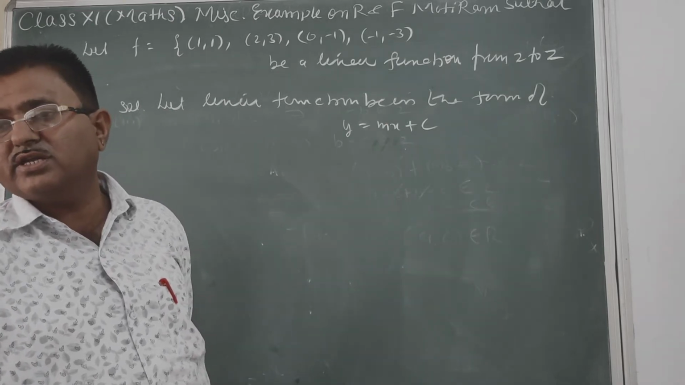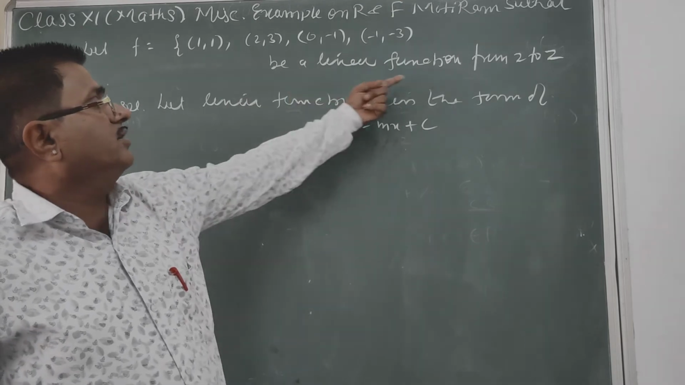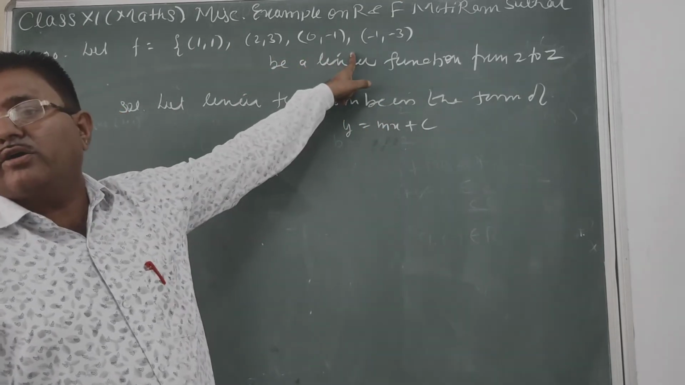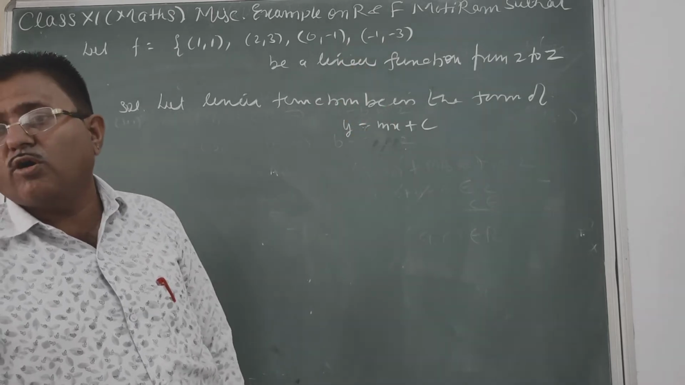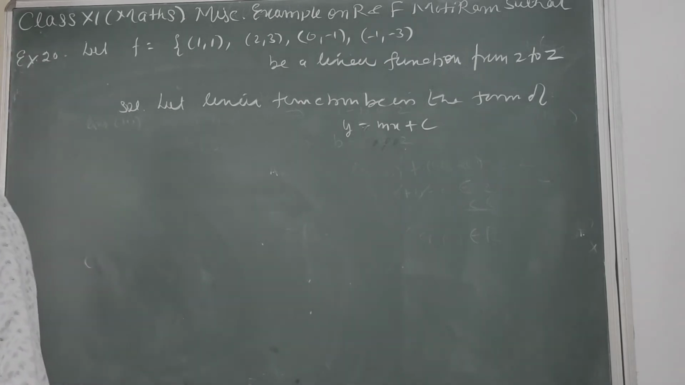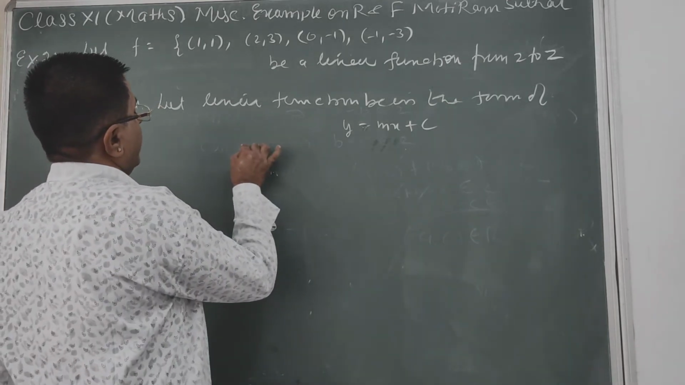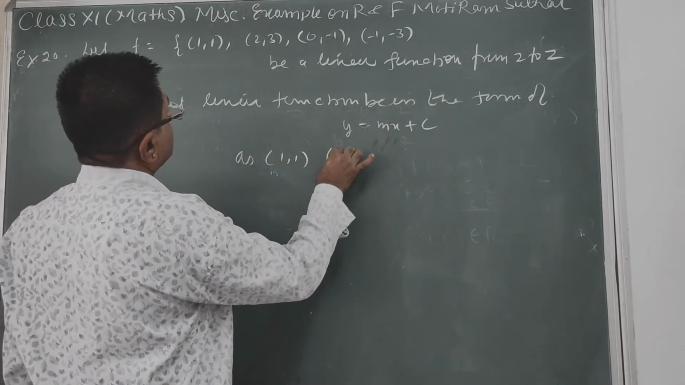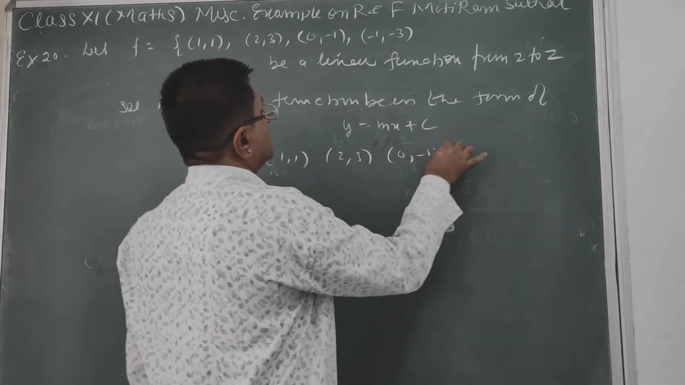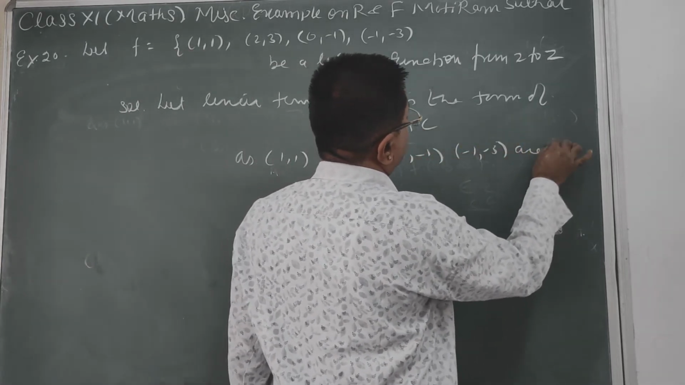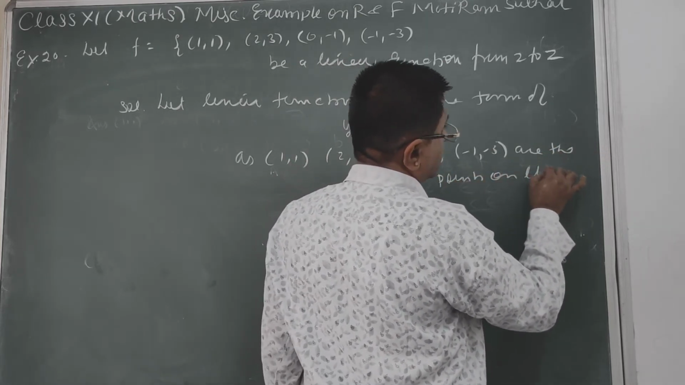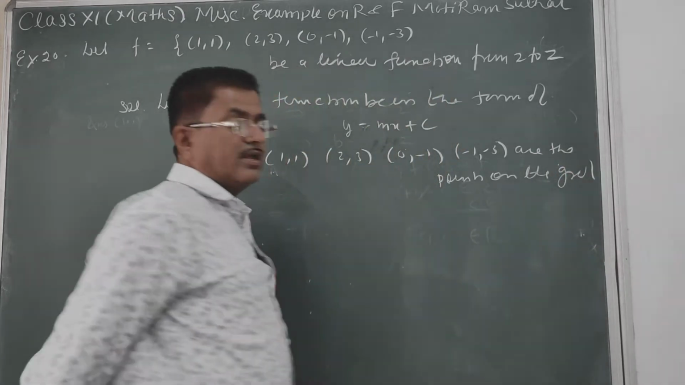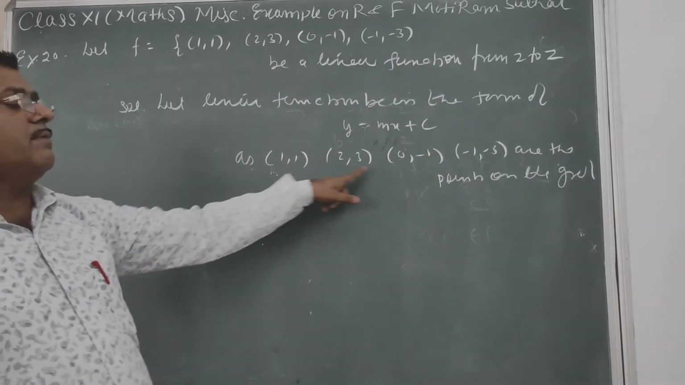ये हमारा लीनियर फंक्शन है. अब ये कह रहा है कि f is a linear function और we are given this in the roster form. So this function should be satisfied by the points, meaning the points are lying on the function: (1, 1), (2, 3), (0, minus 1), (minus 1, minus 3) are the points on the function or graph, you can say. इसका अगर आप ग्राफ ड्रॉ करोगे तो ये सब पॉइंट्स ग्राफ के ऊपर होंगे.